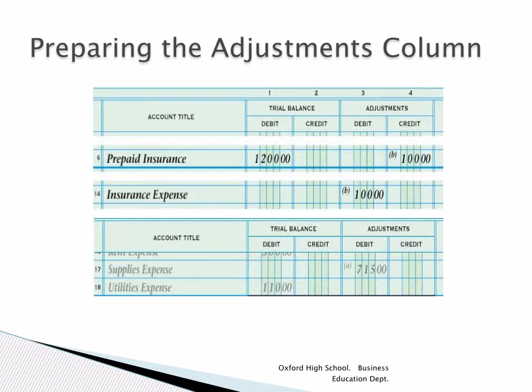So if I'm using prepaid insurance as an adjustment, insurance expense has to be debited. Likewise, if I'm using supplies and I'm doing an adjustment to supplies in the credit column, I have to use supplies expense as the debited account in the adjustments column. The adjustments column totals of the debit and credit columns must equal, as the trial balance debit and credit column totals had to equal. Now, I hope this makes sense to you.